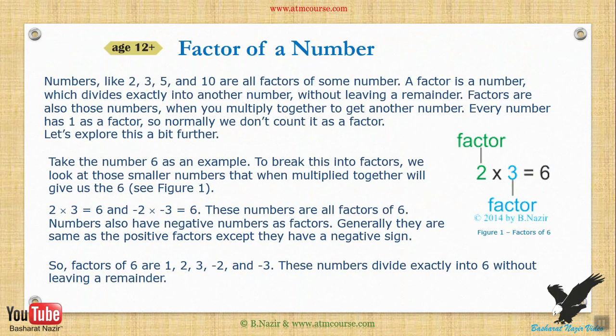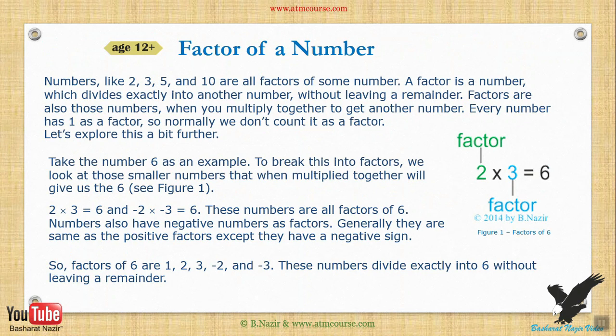Factor of a number. Numbers like 2, 3, 5, and 10 are all factors of some number. A factor is a number which divides exactly into another number without leaving a remainder. Factors are also those numbers which, when multiplied together, give another number. Every number has 1 as a factor, so normally we don't count it as a factor.